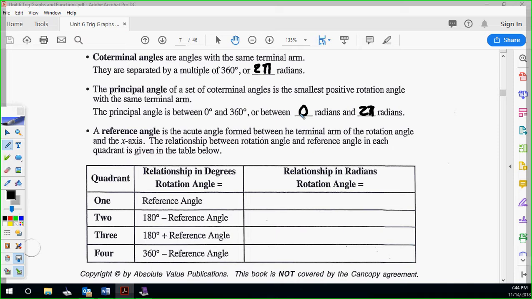So in quadrant 1, the rotation angle equals the reference angle. This is a little review from yesterday. In quadrant 2, it's 180 minus the reference angle. In terms of radians, what's 180 in radians? Well, that's pi. So pi minus the reference angle.